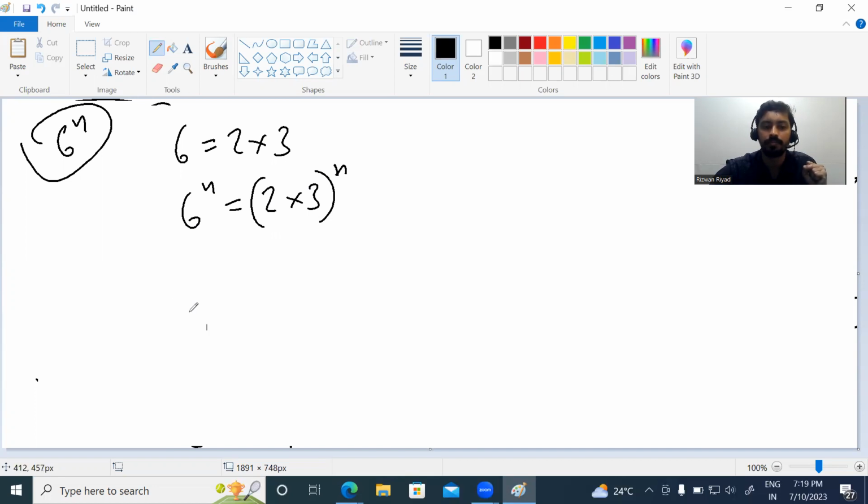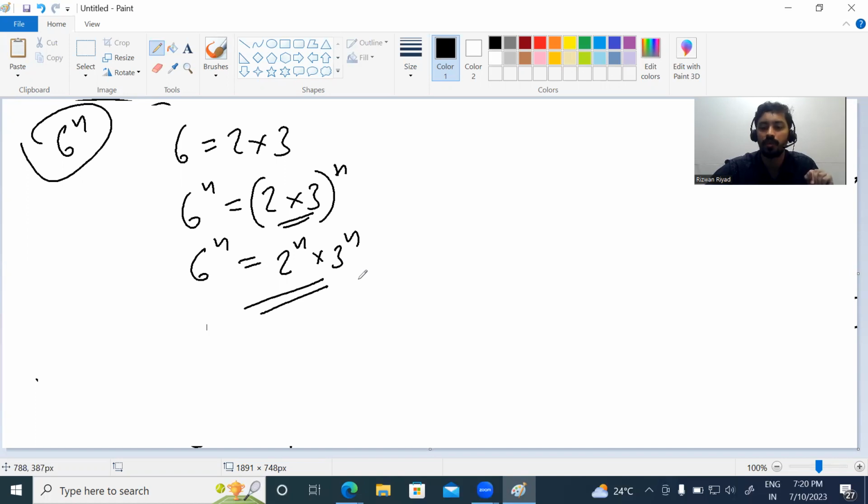Taking the power n on both sides, we can write 6 raised to n equal to 2 into 3 whole raised to n. This can be written as 2 raised to n multiplied by 3 raised to n, using the property of exponents: a into b whole raised to c equals a raised to c multiplied by b raised to c. This is actually the prime factorized form of 6 raised to n. If you prime factorize 6 raised to n, you will get 2 raised to n multiplied by 3 raised to n for any natural number n.